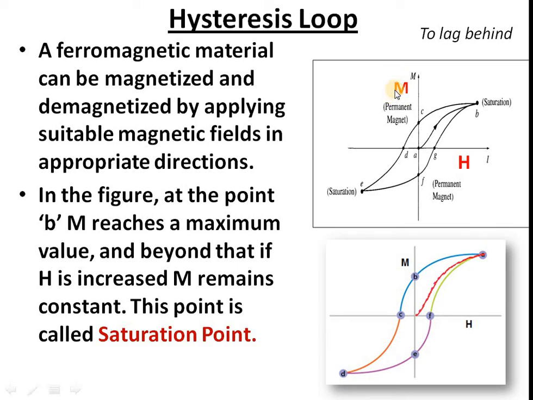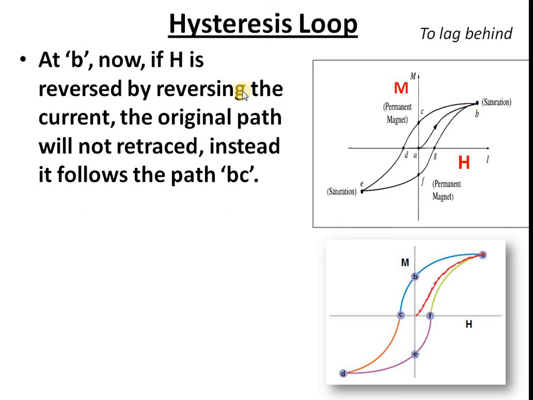Keep in mind what magnetization is: the total magnetic moment per unit volume. You calculate the magnetic moment and divide it by the total volume of the specimen, and you will get the magnetization. After that you can reverse, that is, decrease the H value. At B, if H is reversed by reversing the current, the original path will not be retraced. If you decrease the H value, it will not go back to the A value. It will take another path, which you can call BC.